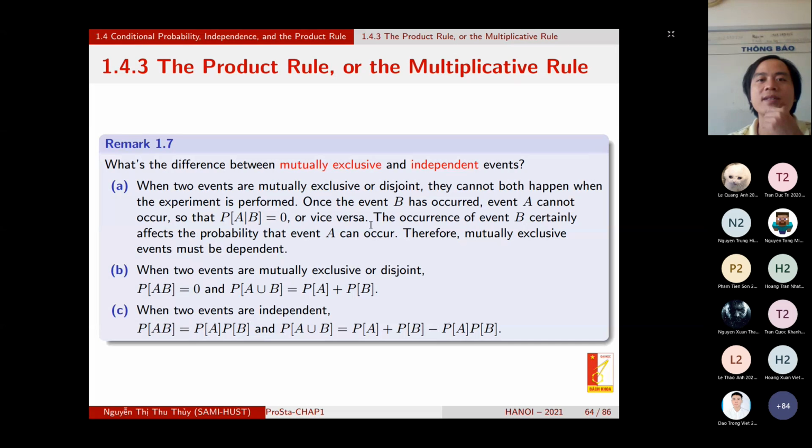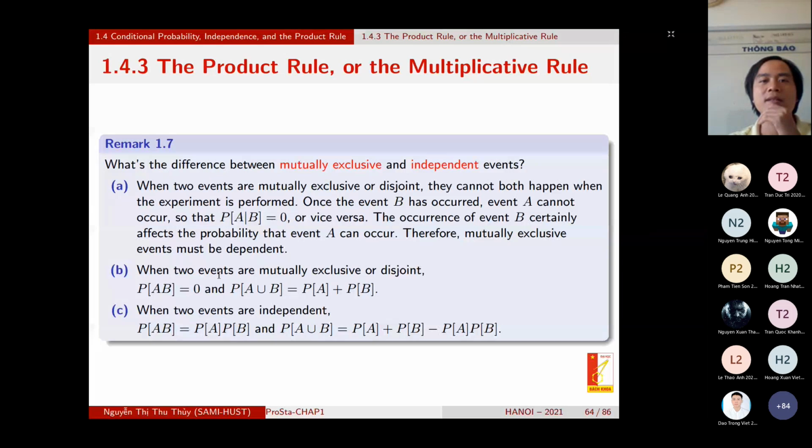And vice versa. That means the occurrence of event B certainly affects the probability of event A. Therefore, if the two events A and B are mutually exclusive, they cannot be independent. That means mutually exclusive events are dependent.